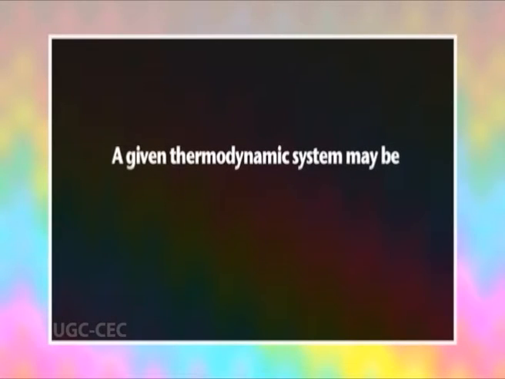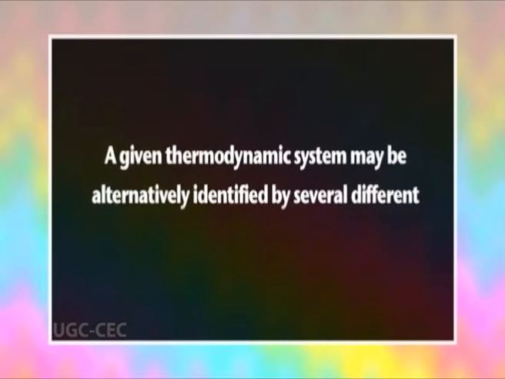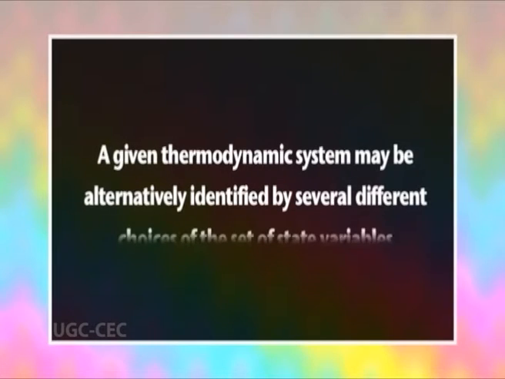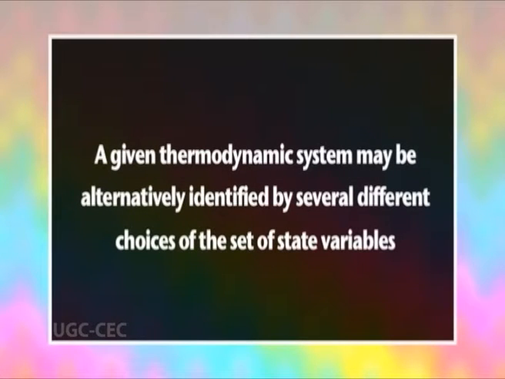Though the number of state variables is fixed by experiment, there remains a choice of which of them to use for a particular convenient description. A given thermodynamic system may be alternately identified by several different choices of the set of state variables. The choice is usually made on the basis of the walls and surroundings that are relevant for the thermodynamic processes that are to be considered for the system.